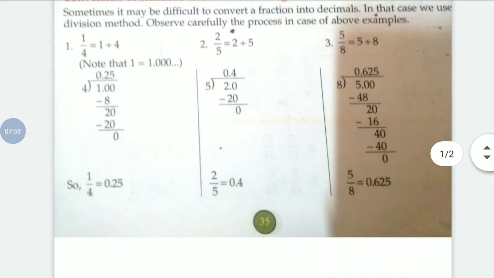Just now as we have seen for 2 upon 5, so I will not explain the first example. I will directly explain you the second example. That is 7 upon 8. 7 upon 8, again what you are going to do? Simple thing that you have to divide it. Numerator is your dividend, denominator is your divisor.